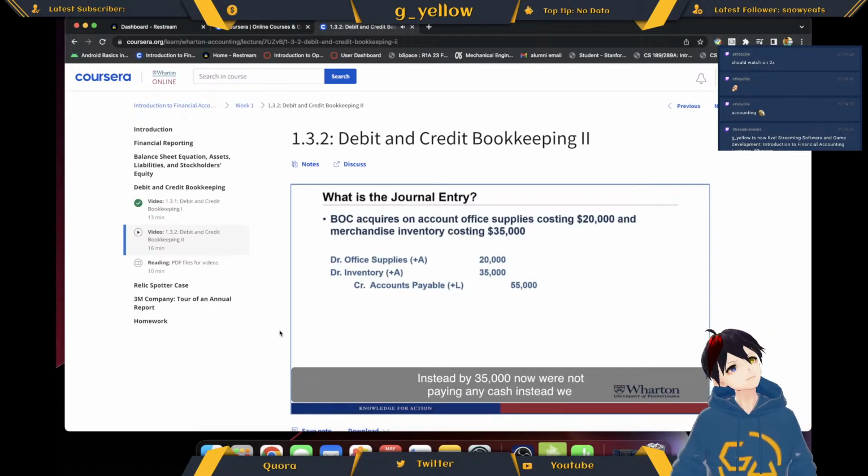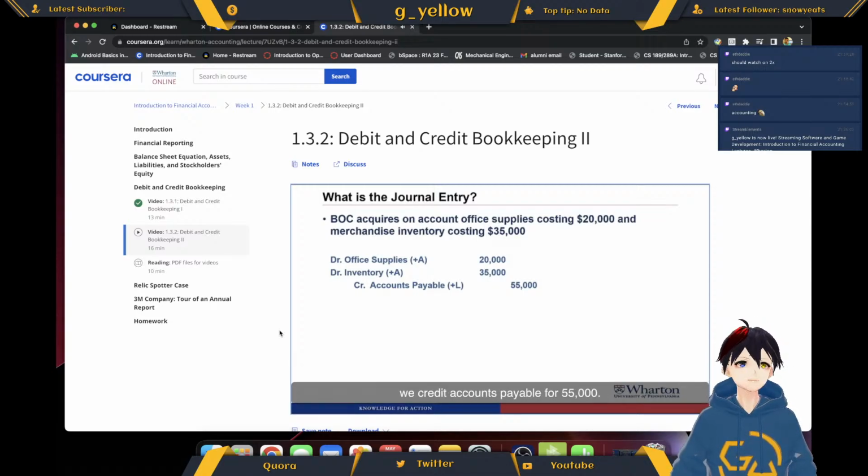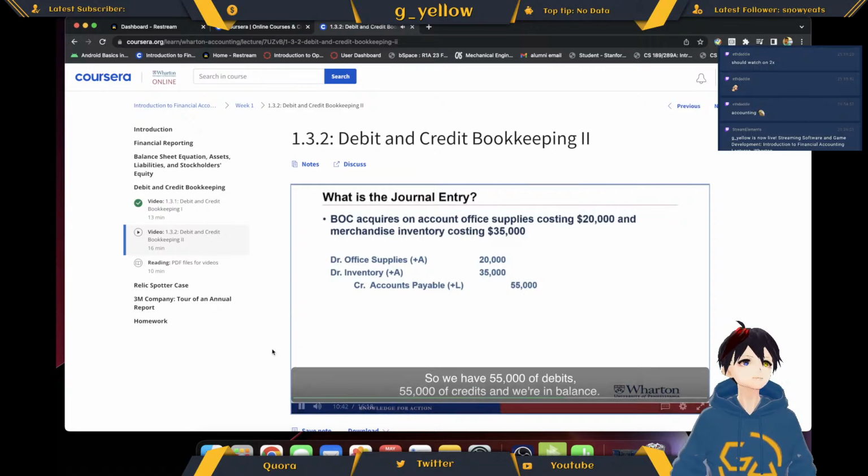Now we're not paying any cash. Instead, we owe our supplier $55,000 because we got this stuff on account. When we owe money to our supplier, it's a liability called accounts payable. That's increasing. We make a liability increase through a credit, so we credit accounts payable for $55,000. So we have $55,000 of debits, $55,000 of credits, and we're in balance.